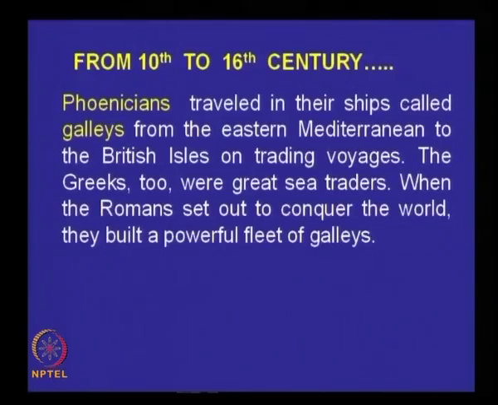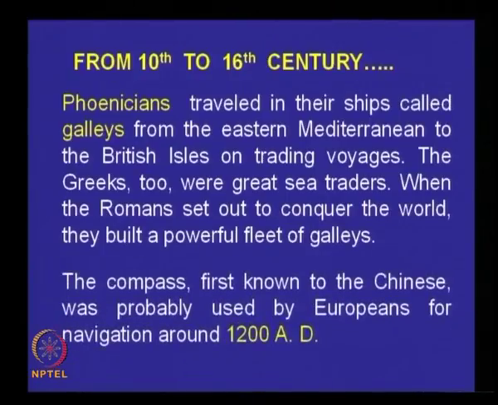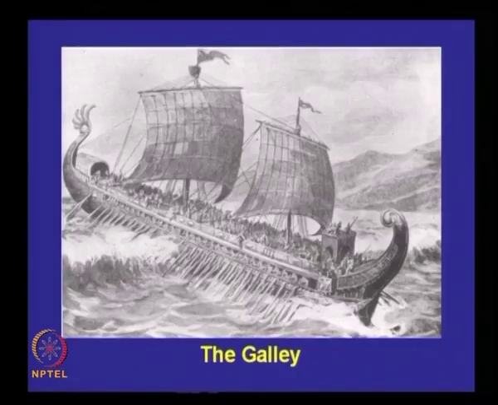Phoenicians travelled in their ships called galleys from the eastern Mediterranean to the British Isles on trading voyages. The Greeks too were great sea traders. When the Romans set out to conquer the world, they built a powerful fleet of galleys. The compass, first known to the Chinese, was probably used by Europeans for navigation around 1200 AD.